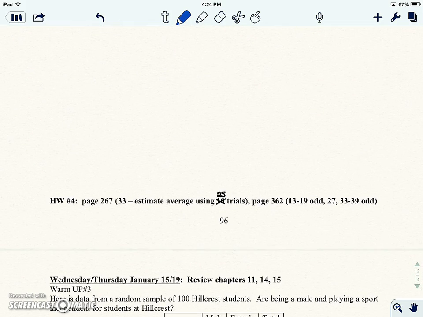Here's homework 4. Make sure you do 25 trials instead of 10. For number 33, this would be the 7 steps. And then the new stuff for chapter 15 is right here. I would get started, but we will work on it in class.